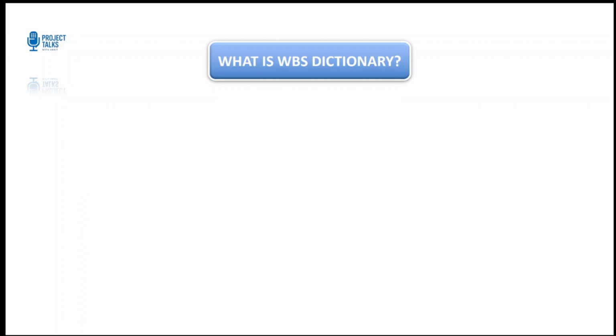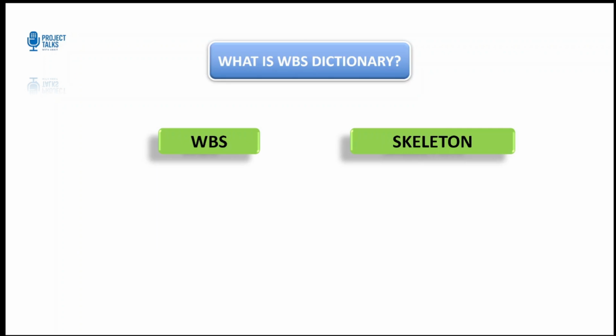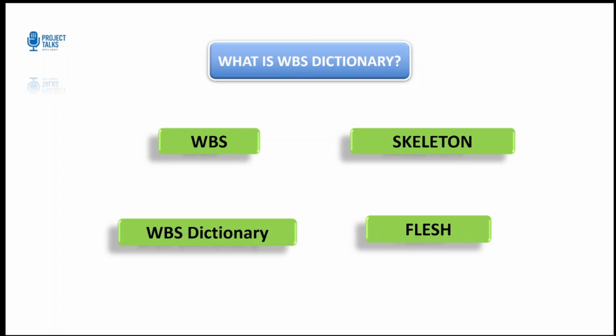Now we have discussed WBS, but what exactly is a WBS dictionary? Let's take a quick look at the WBS dictionary, the document that gives life to every component in your WBS. You can think of WBS as the skeleton, which is the structure, and WBS dictionary as the flesh. It's the details that make each part real. While the WBS shows what needs to be delivered, the WBS dictionary explains each deliverable in detail.